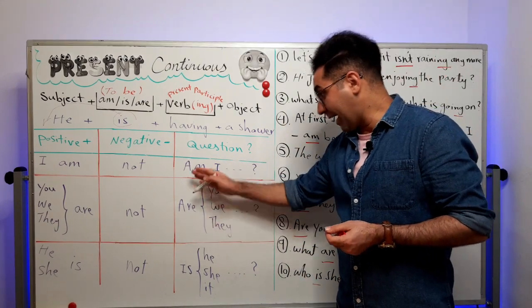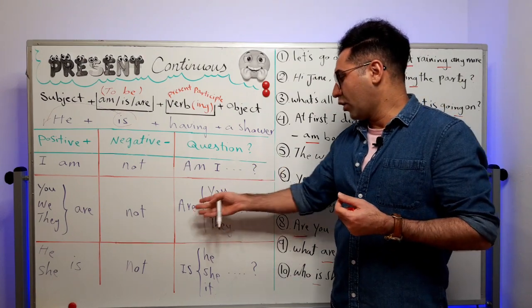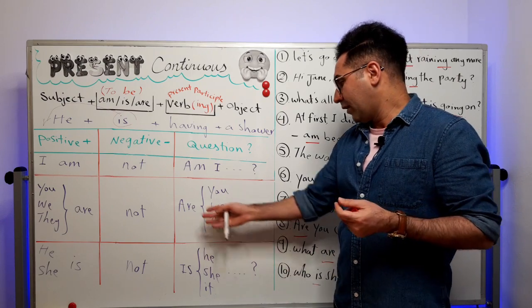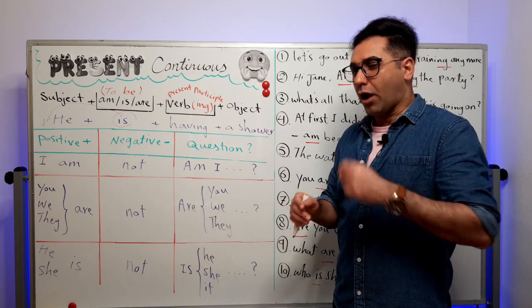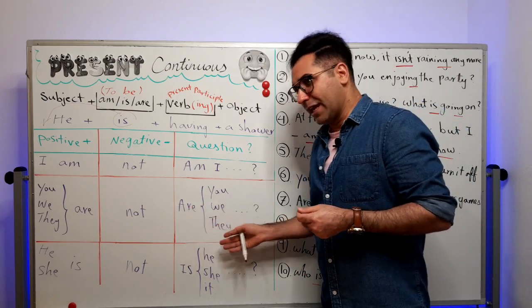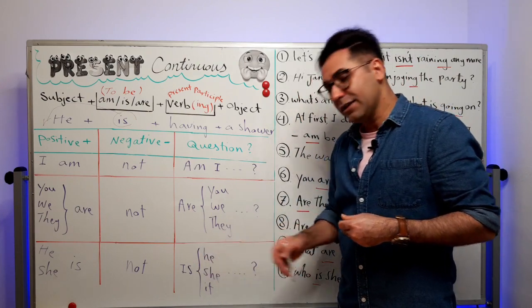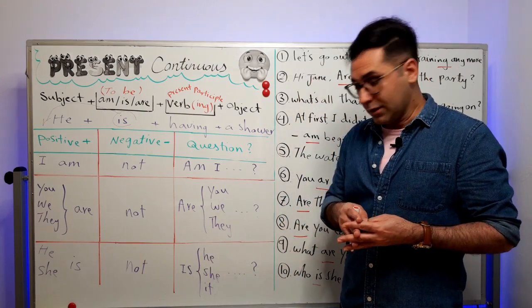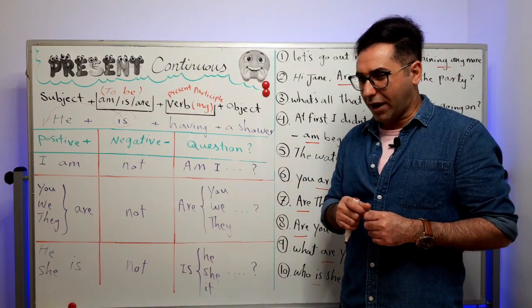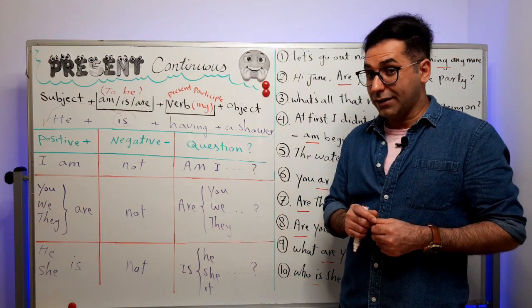So you can see it here. Am I? Am I bothering you? Or are you? Are you watching this movie? Or are we? Are we eating healthy food? Or are they? Are they playing football? Or is he? Is he listening to music? Is she? Is she talking to her friend? Or is it? Is it barking? I mean the dog.